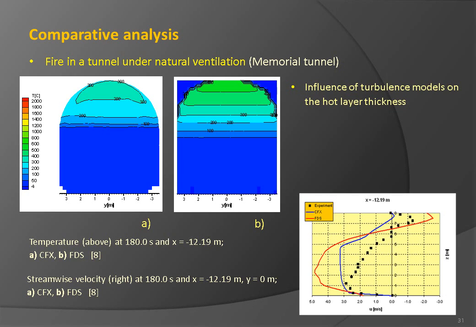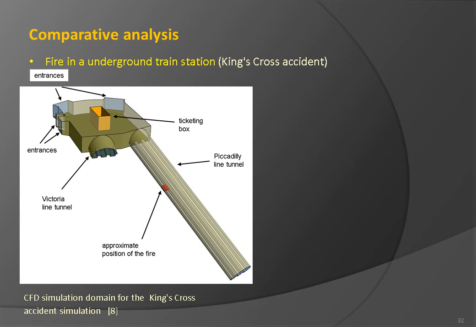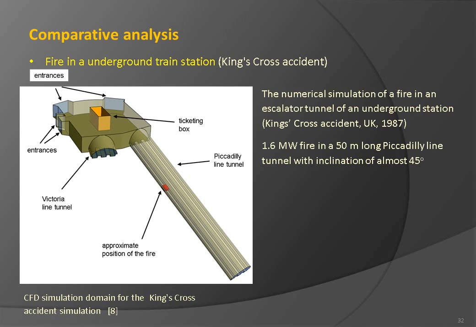Systematically, the FDS results do show a larger discrepancy from the experimental data than the CFX simulation results. Fire on the underground train station in King's Cross in London has been often studied using experimental and CFD simulation techniques. To briefly repeat a few factual information, the King's Cross accident occurred in November 1987. The fire started in an escalator tunnel of an underground station.